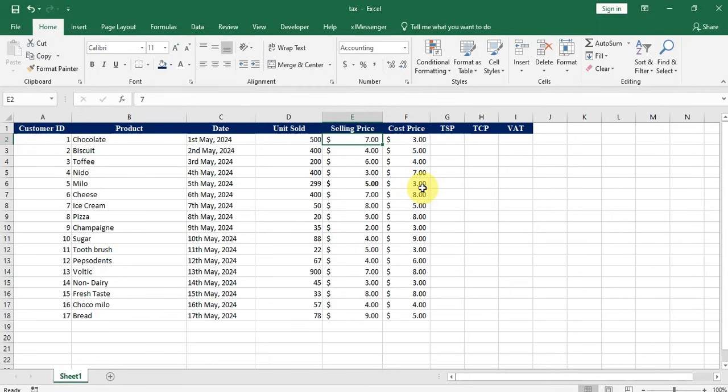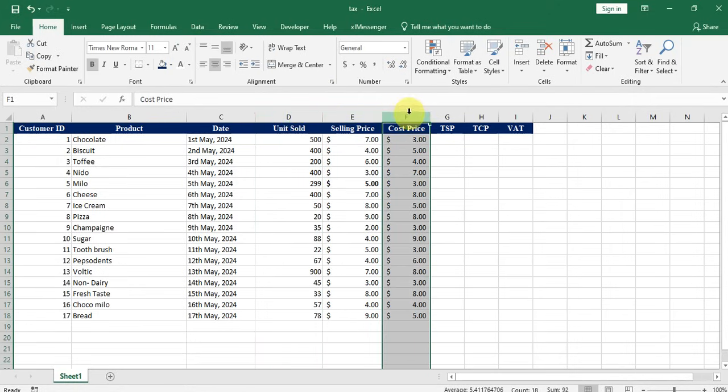And then this other product, I think it's Milo. They bought it from the store at a price of 3 cedis and then sold it at a price of 500, and the total number of Milo they were able to sell on 5th May was 299. Now I hope you all have understood what units sold, selling price and cost price are.